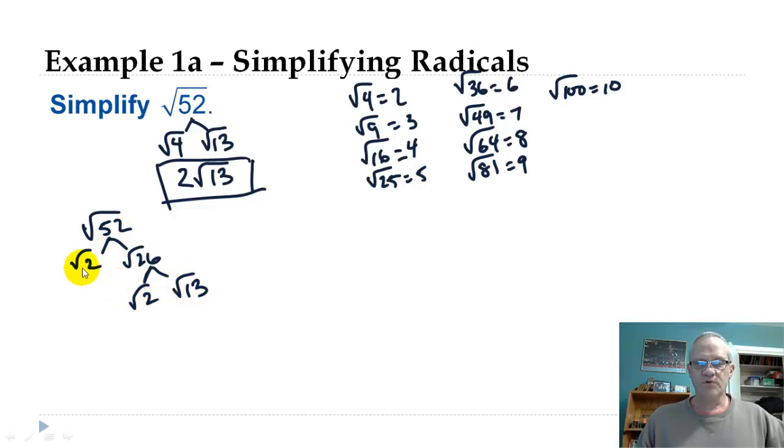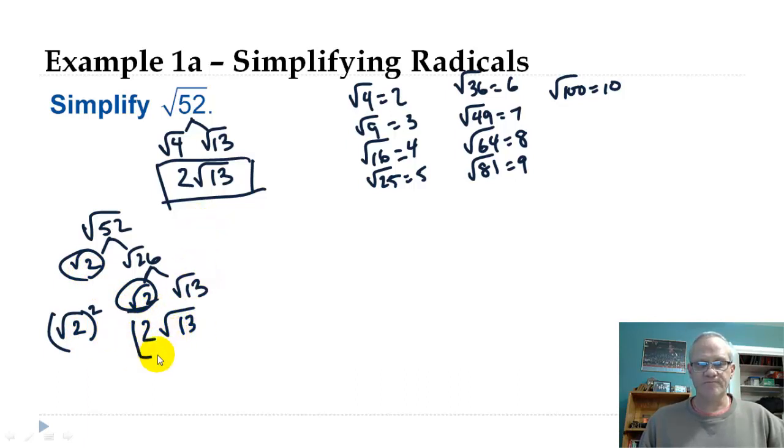Well, the square root of 2 times the square root of 2 is just 2, right? Because remember, anytime you take the square root of 2 times itself, you're squaring it. And remember, if you raise something to the second power, that will undo or cancel out the square root. So if you have 2 of the same factor, it just comes out as a 2. And then, of course, you got 2 square root of 13, which is the same thing.